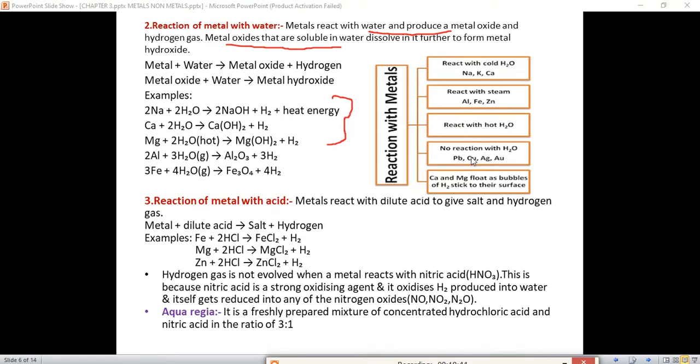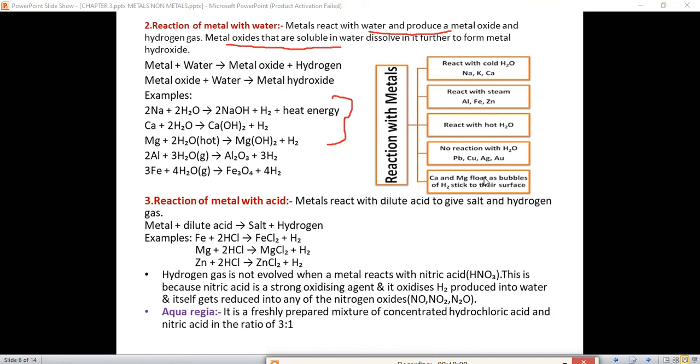Next, no reaction. Which metals will show no reaction with water? Lead, copper, silver and gold will not react with water at all. In your textbook question or sometime in your exam, they will ask you to name some metals which will not react with water. What answer will you write? You can write silver, gold. These two examples you can remember very easily: silver, gold, copper, etc.